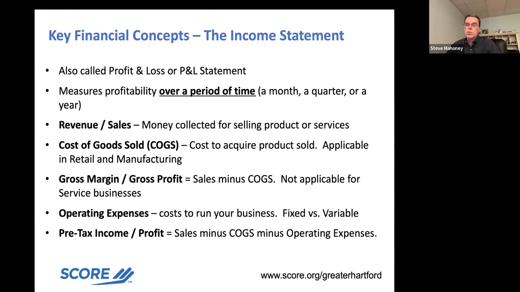Now, gross margin or gross profit is simply a formula of sales minus cost of goods sold. So in my earlier example of the shirt, if you're buying it for $12 and you sell it for $20, that $8 difference is your gross profit, the 20 minus the 12. Again, that's not really applicable for service businesses because you don't really have a cost of goods sold.